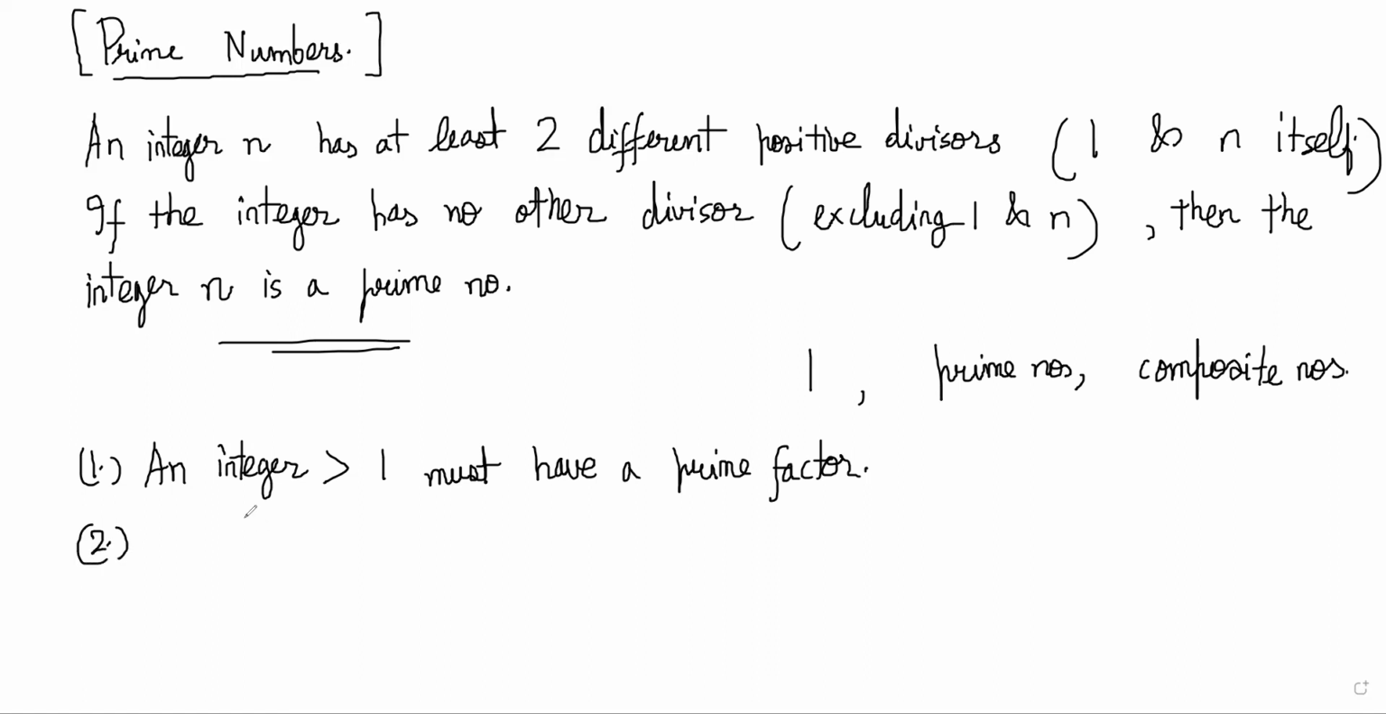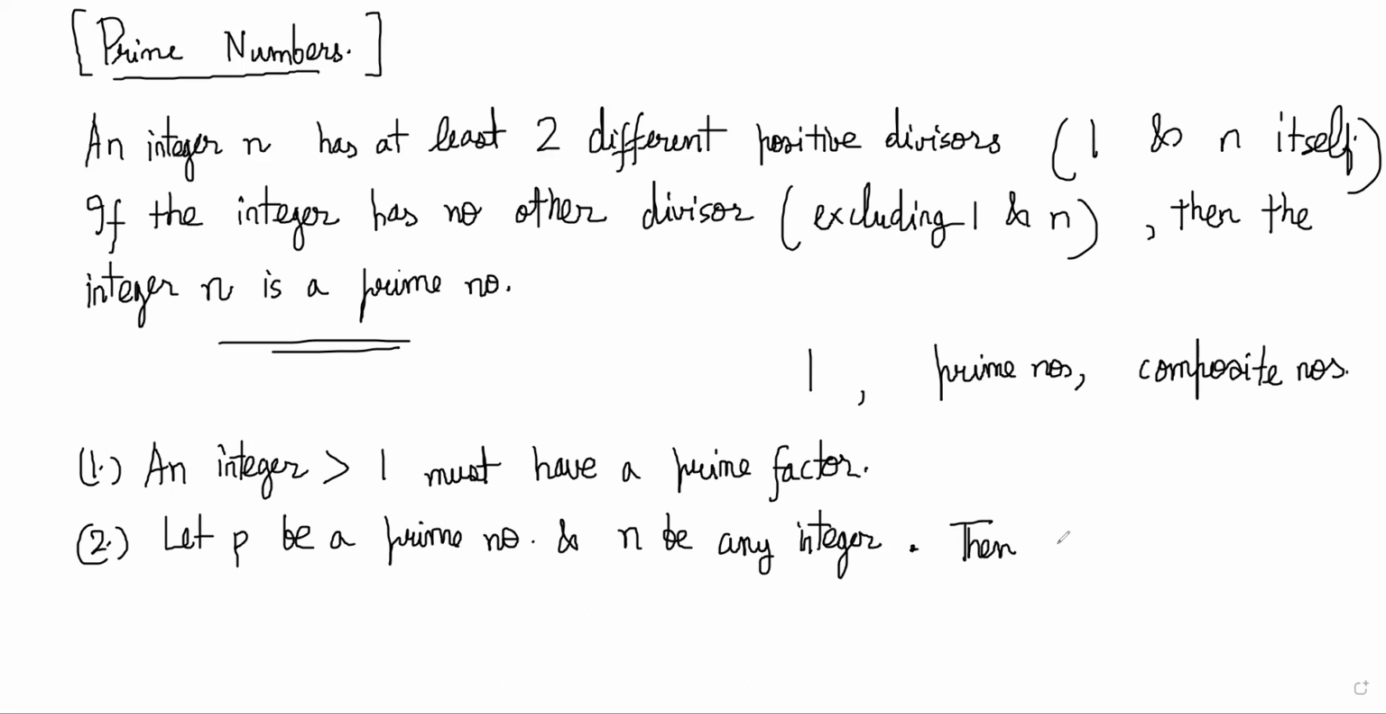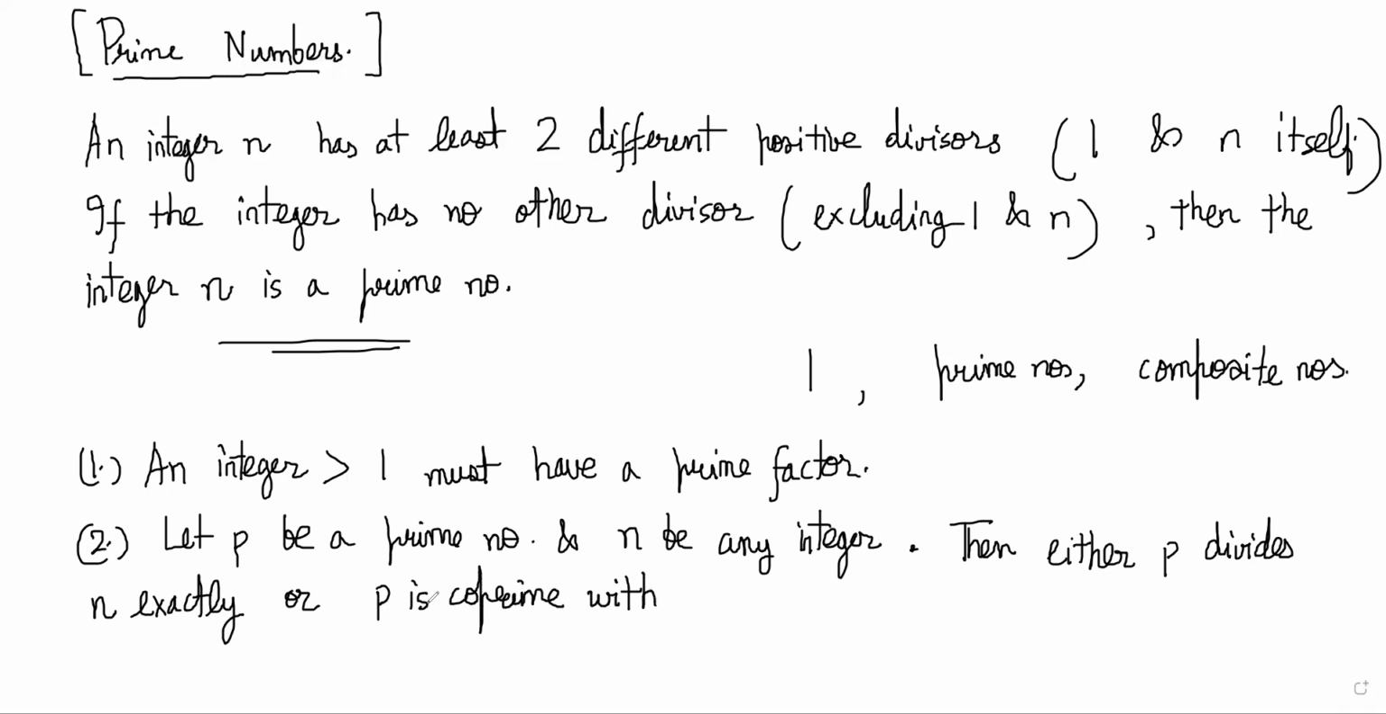The second property is this one. Let P be a prime number, and N be any integer. So we have two choices. Either P divides N exactly, or P is co-prime with N. So if you have a prime number and a natural number, you either have P divides N or you have GCD of P and N equal to 1. These are the only two options we have, right? If GCD of P and N is equal to 1, then P and N are relatively prime or co-prime with each other. And the other case is when P divides N.